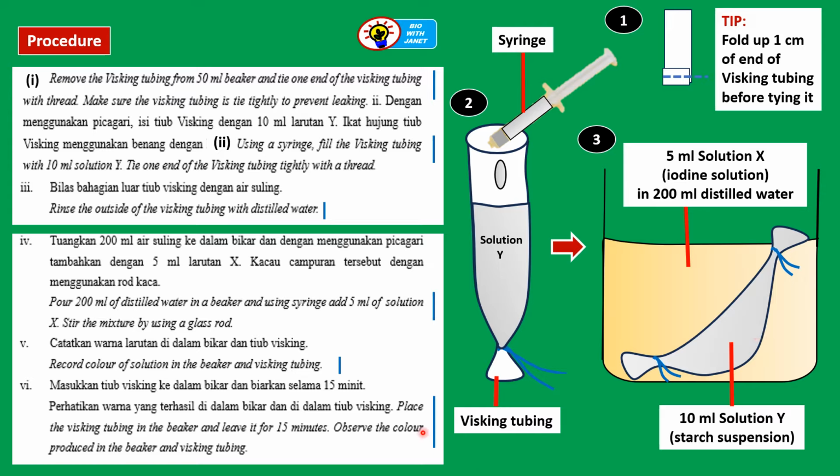Next, place the whisking tubing in a beaker and leave it for 15 minutes. Observe the color produced in the beaker and the whisking tubing after 15 minutes. So place this whisking tubing, which you have tied up, into the beaker. Now try to get the other end exposed at the top so that it's not soaked into the solution, because if you don't tie tightly, then the solution can leak out from this end. So we have to wait 15 minutes and then observe the color changes if there are any.